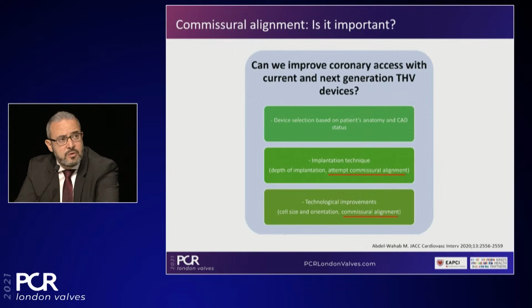So to summarize, and you can see on the slide, some potential points or aspects how to improve coronary access with current and next generation THVs, which is of particular importance when we are expanding this treatment to a lower risk population. And you can see here that one of the major points we need to address is to try and obtain commissural alignment with these different devices.